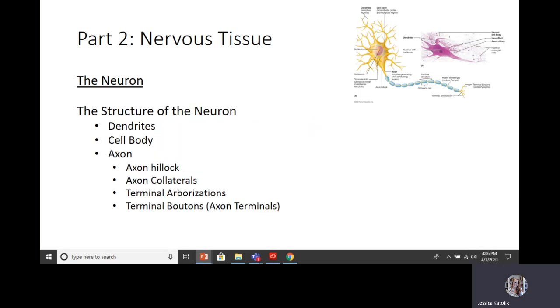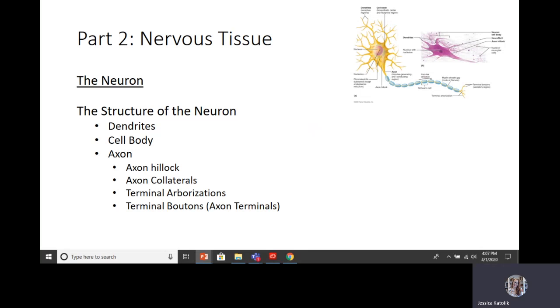In this PowerPoint, we're going to look at two things about the neurons. First, we're going to look at a general structure for the typical neuron. And then we're going to look at the functional and anatomical classifications of neurons to see how we can divide them up based on what they look like and what they do.